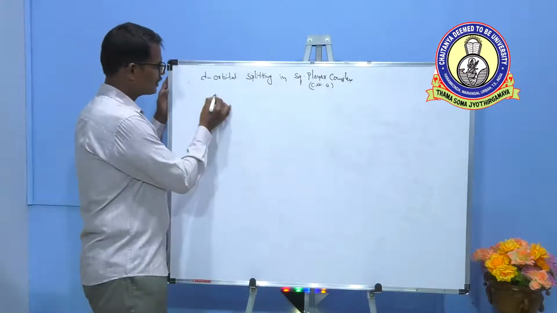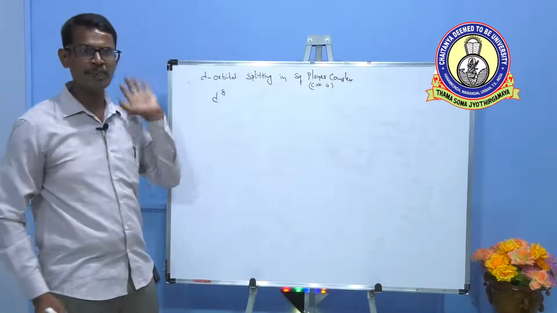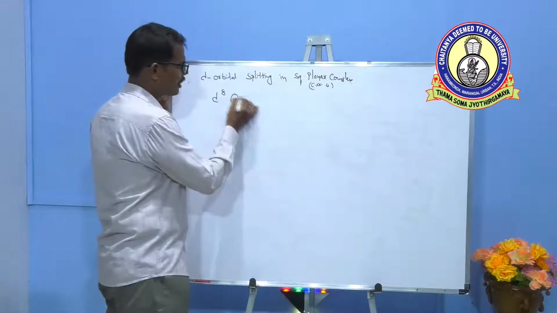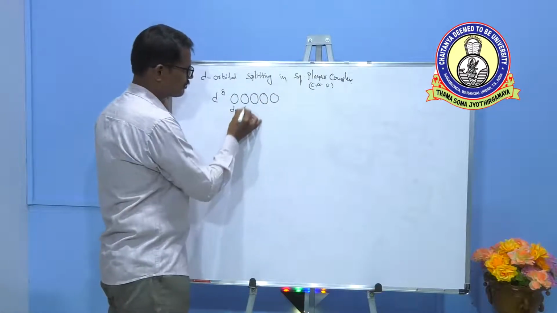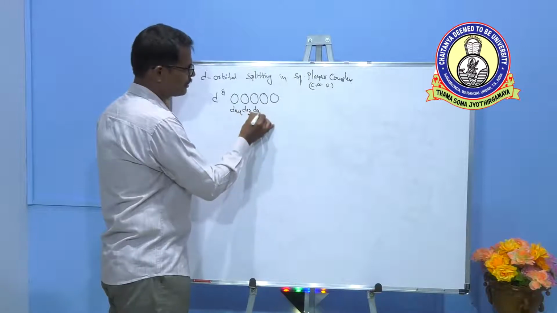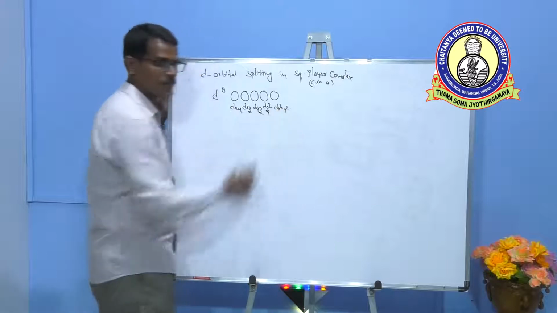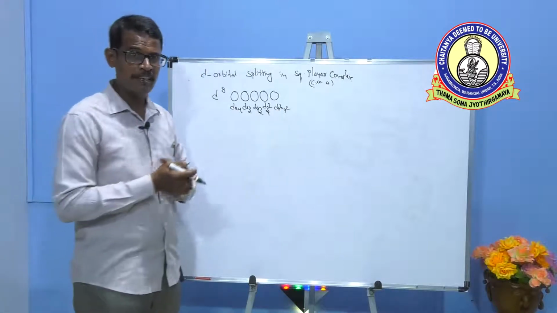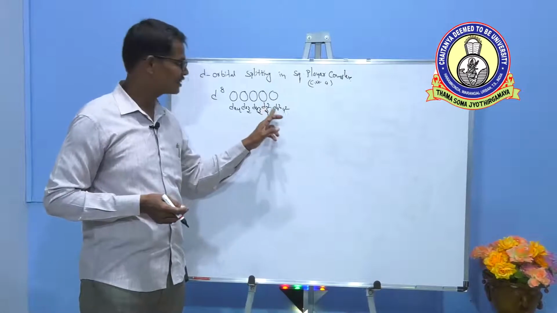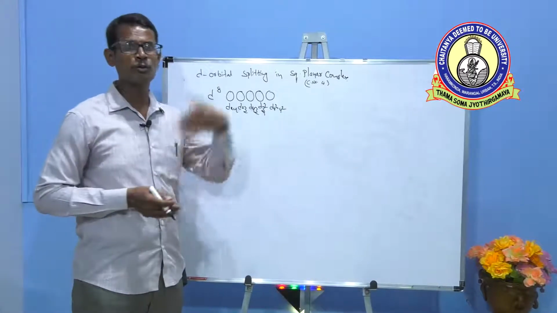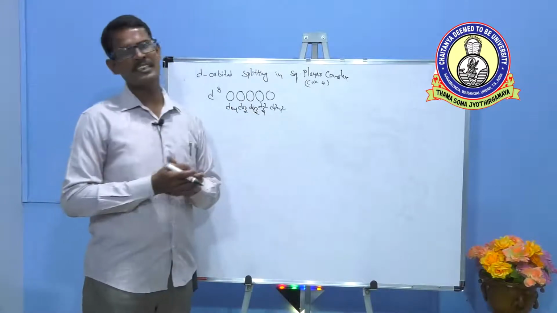Here, consider the square planar complexes are formed by d8 metal ions. Here, the 5 d orbitals: dxy, dxz, dyz, dz square, dx square minus y square. Students may doubt why I am writing dz square first, then dx square minus y square. The practice is that first we write dx square minus y square and dz square.